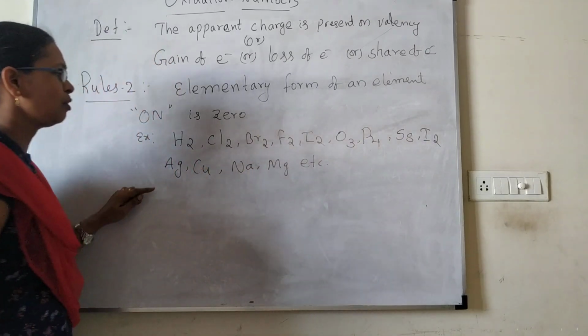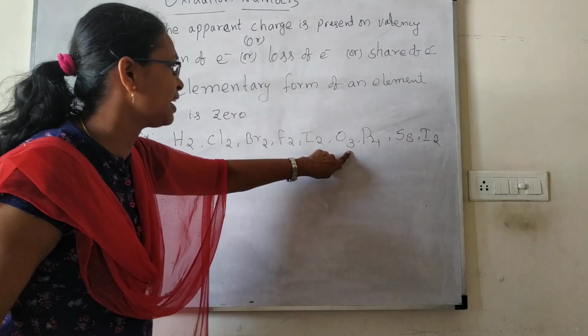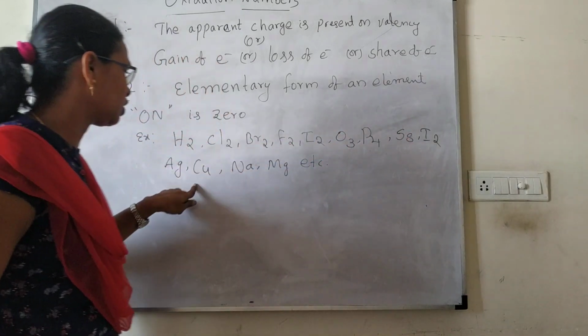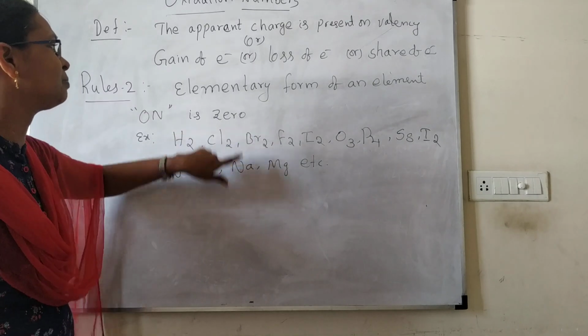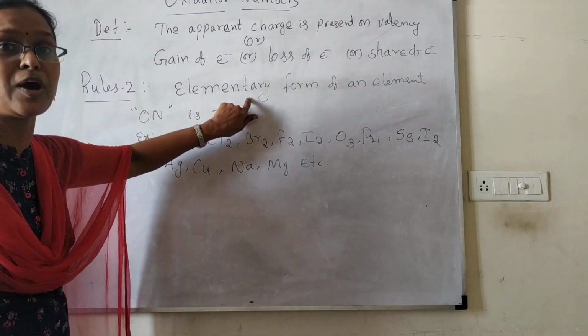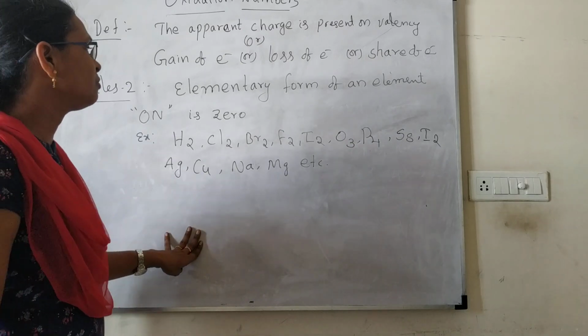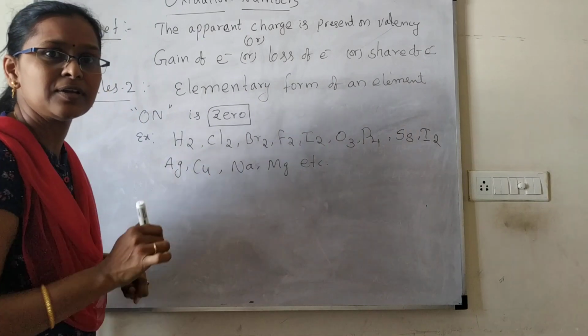So whether it is diatomic, triatomic, tetraatomic, octaatomic or even monoatomic, in all cases the oxidation number of that particular element in its molecular form is equal to 0. So this is the rule.